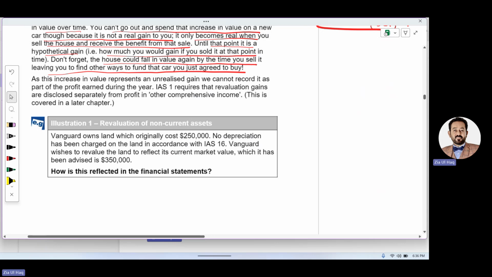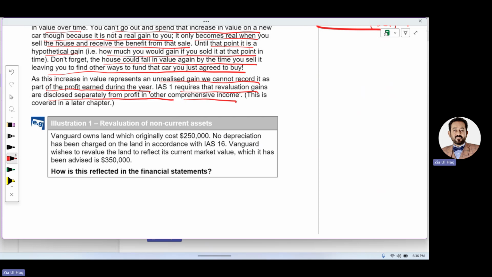As this increase in value represents the unrealized gain, we cannot record it as part of the profit earned during the year. IAS 1 requires that revaluation gains are disclosed separately from profit, in other comprehensive income. This will be covered in later chapters.